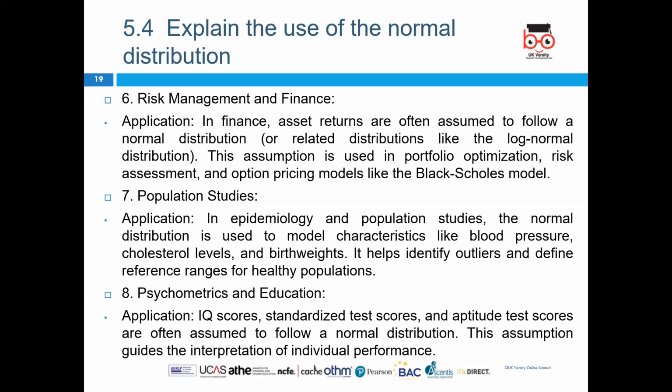Then you have psychometrics and education. In application, IQ scores, standardized test scores, and aptitude test scores are often assumed to follow a normal distribution. For example, a reference range is given like an IQ level above so and so, a person is considered a genius or a person is considered average. So this assumption gives the interpretation of individual performance.